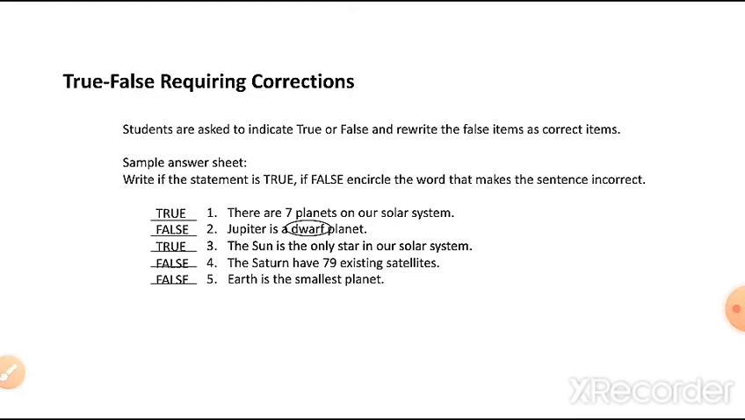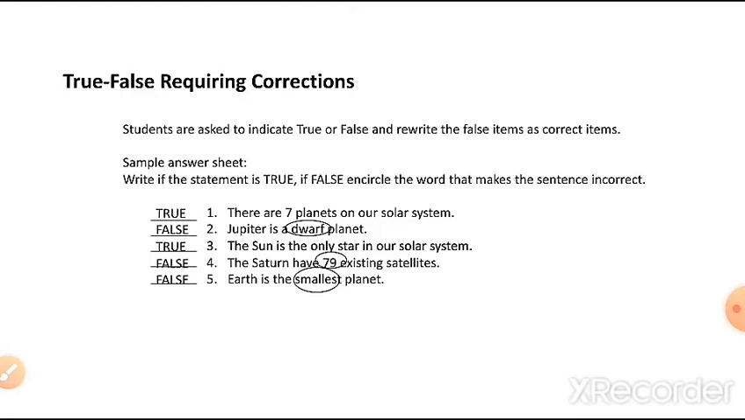Number 3, the sun is the only star in our solar system. Yes, it is true. Number 4, Saturn has 79 existing satellites. It is answered false. Then what do you think is the word that makes this sentence incorrect? Yes, it is 79, because as I researched further, I think Saturn has 82 existing satellites. Number 5, Earth is the smallest planet. It is false. What do you think is the word that makes this sentence incorrect? Yes, it is smallest.